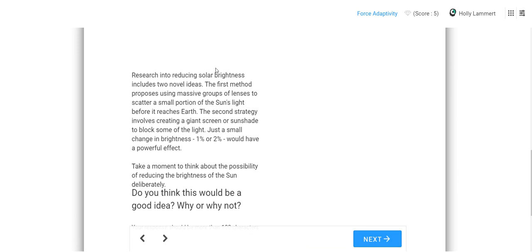Research into reducing solar brightness includes 2 novel ideas. The first method proposes using massive groups of lenses to scatter a small portion of the sun's light before it reaches Earth. The second strategy involves creating a giant screen or sunshade to block some of the light. Just a small change in brightness, 1% or 2%, would have a powerful effect.